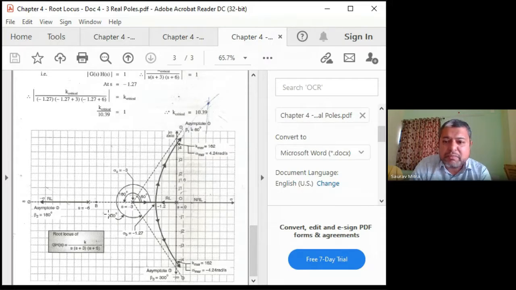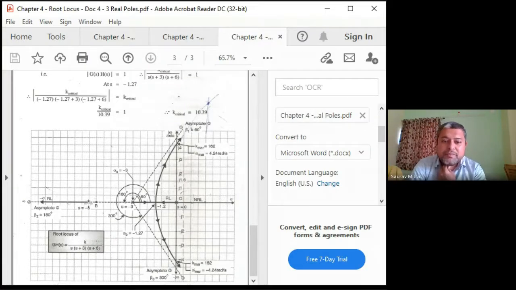So between minus 3 and minus 6 nothing can happen, because there is no path between minus 3 and minus 6: the minus 3 pole is coming to the right and going below, and the 0 pole is going to the left and going up. So there can be nothing in between minus 3 and minus 6. Another root locus will start from minus 6 and go along the whole negative axis. So minus 6 to minus infinity will be one path of the root locus.